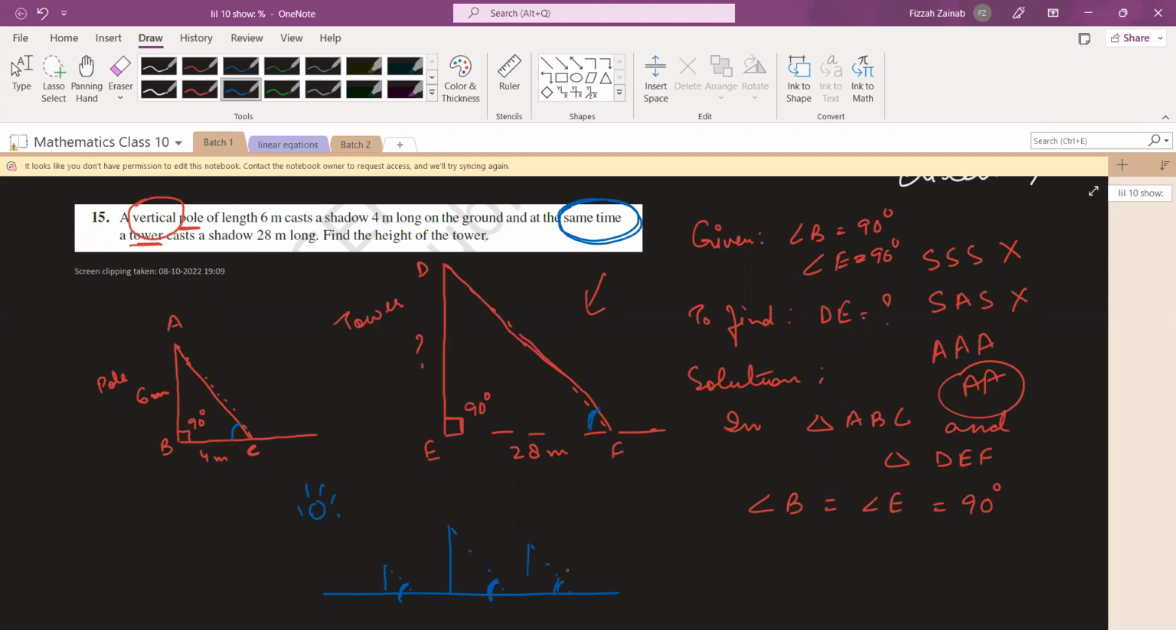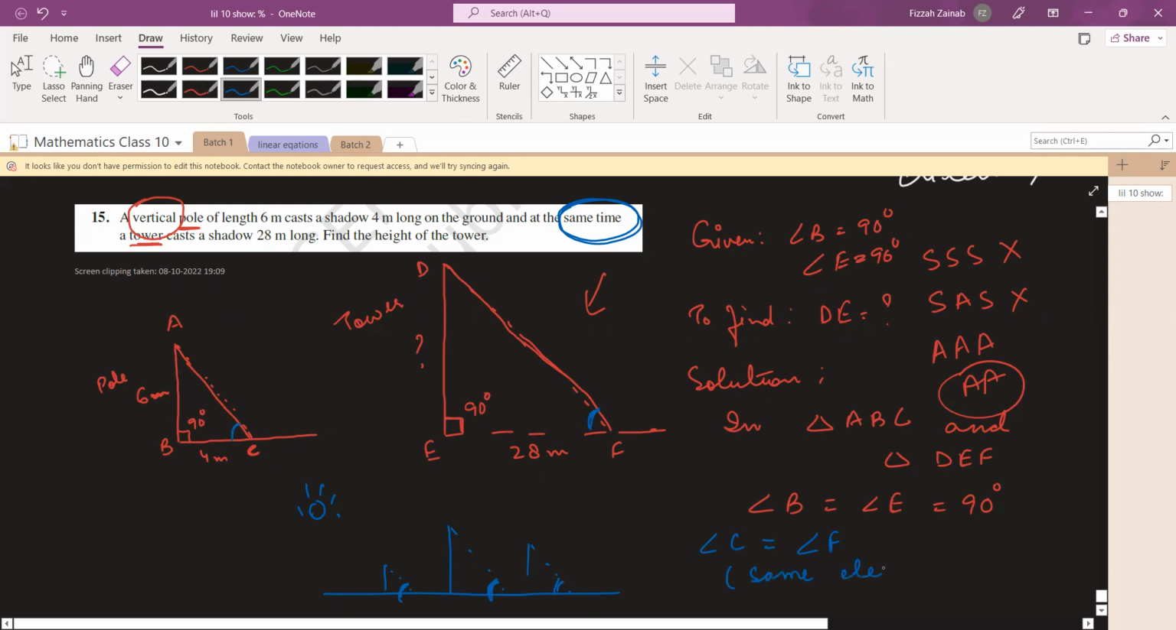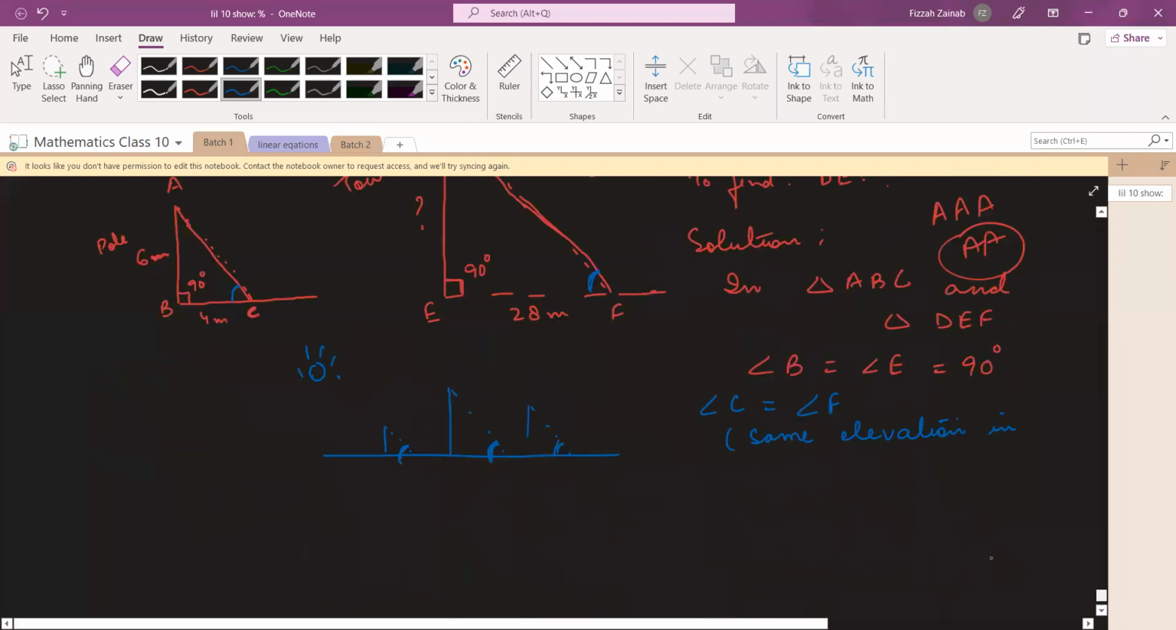So you write angle C is equal to angle F. And the reason is: same elevation in both the cases, as both shadows are cast at the same time. So you write it so that you remember. And you have to write it like that in the question, the reason why.